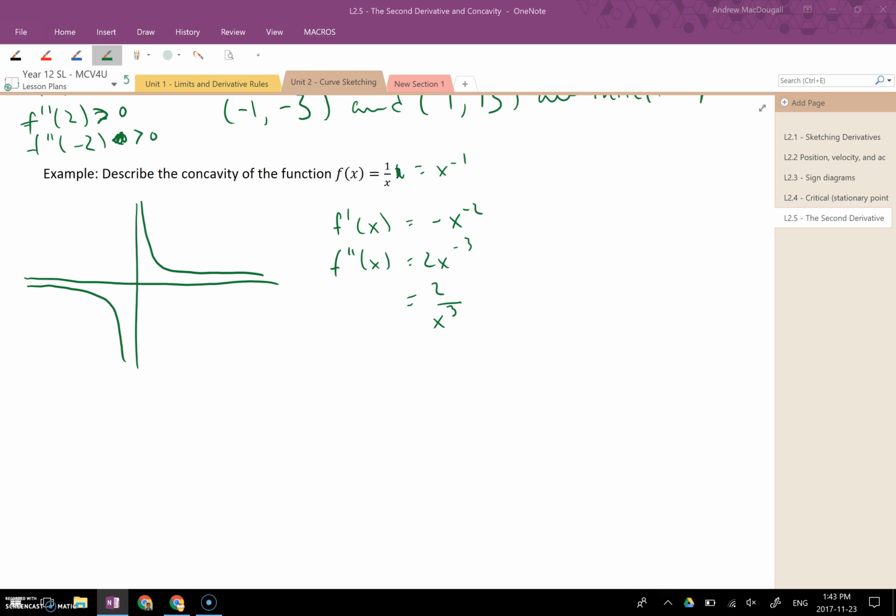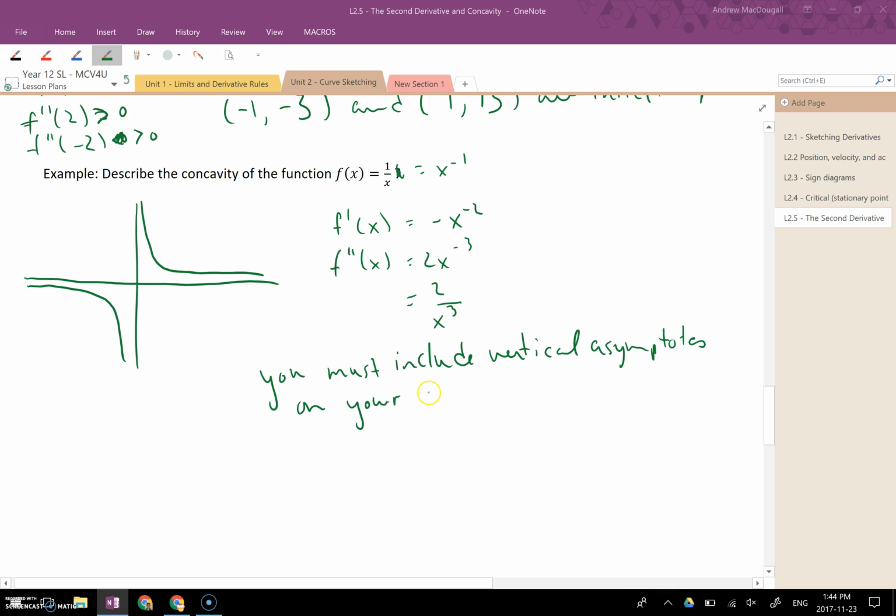However, we see it does actually change. And the moral of the story is you must include vertical asymptotes and discontinuities on your second derivative sign diagram. So if we had 0, and we plugged in a number to the left, we would actually get negative, and a number to the right, we get positive. So even though it's not a point of inflection, it does change concavity across an asymptote.